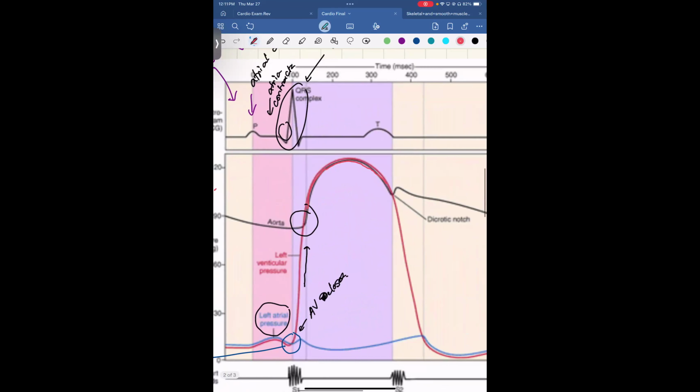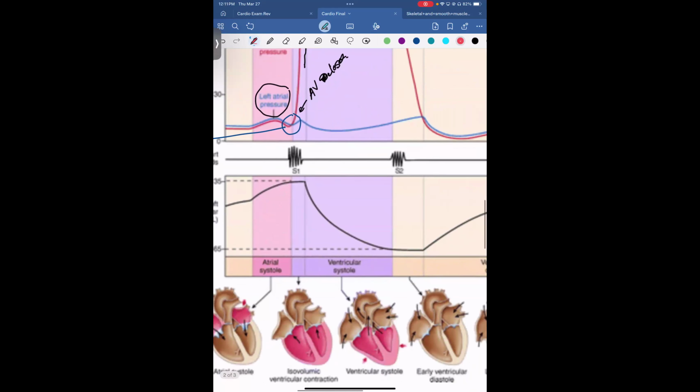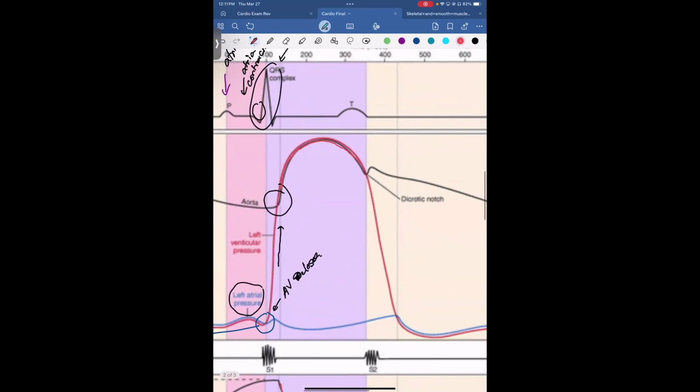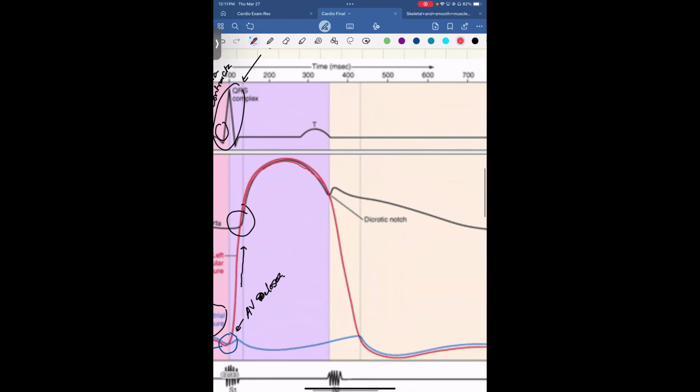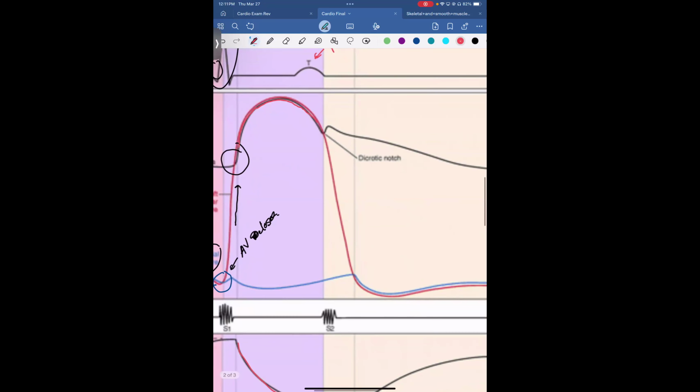So if the blood is leaving the ventricle, blood volume would start to decrease. And we're seeing that here. Is that okay? And then at a point, you're going to have ventricle repolarization. That's the T wave. That would signal the ventricles to relax. Is that fine? So if the ventricle relaxes, that means the pressure decreases in the ventricles, which is what we're seeing here.